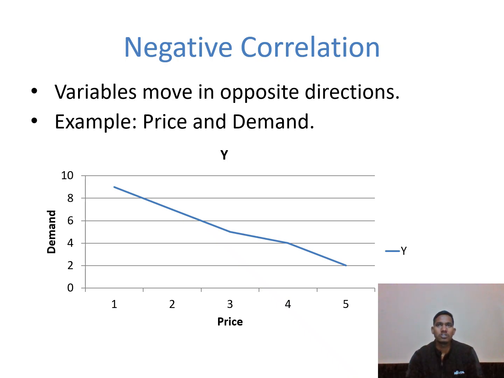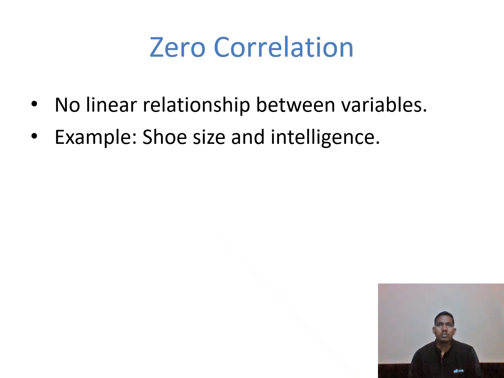And next is zero correlation. Zero correlation means there is no linear relationship between variables. Change in one variable does not affect the other. For example, shoe size and intelligence have no relationship.